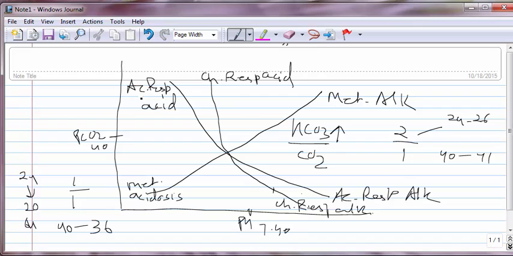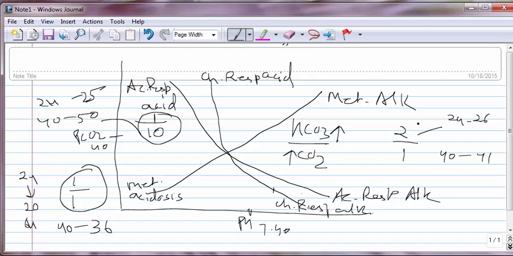Now what happens in acute respiratory acidosis? PCO2 will go up and bicarb will not get a chance to immediately start going up. So for every 10 units increase in PCO2, there will be only a single unit increase in bicarb. Which means if PCO2 has gone up from say 40 to 50, the bicarb will only go from 24 to 25. So that's for acute respiratory acidosis.